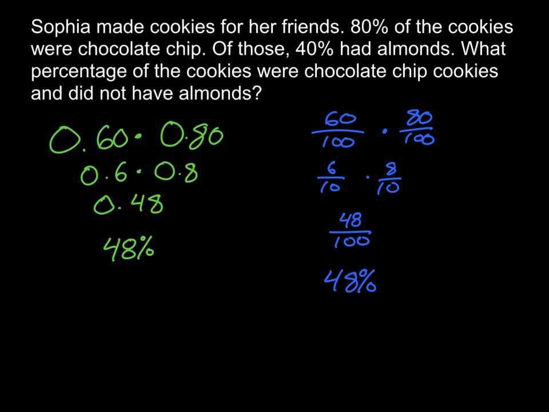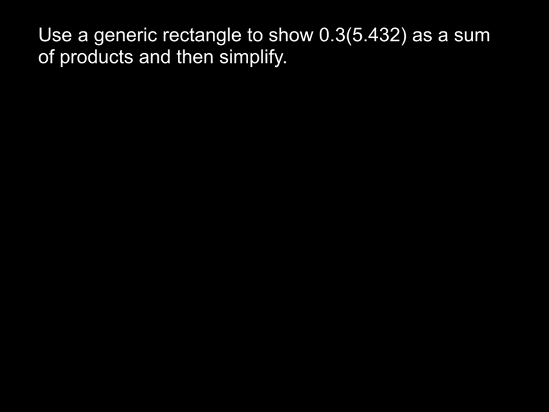Simplifying here really made it a lot easier than doing the multiplication with 60 and 80, but it is possible to do it either way. Let's look at another question.